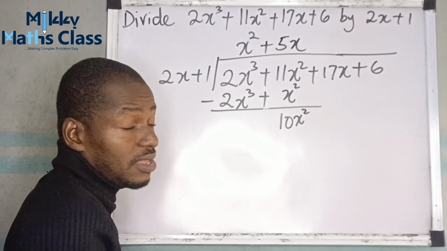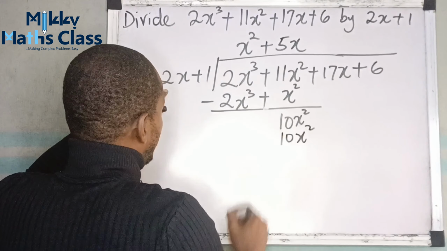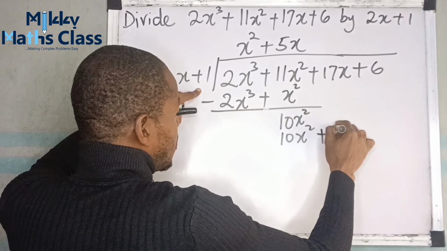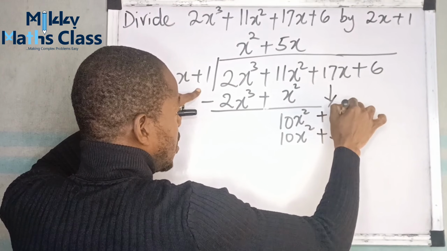Now let's multiply them. This becomes 5x times this. That will give 10x to the power of 2. 5x times 1, that will give us plus 5x. Of course, we bring down the 17, positive 17x.